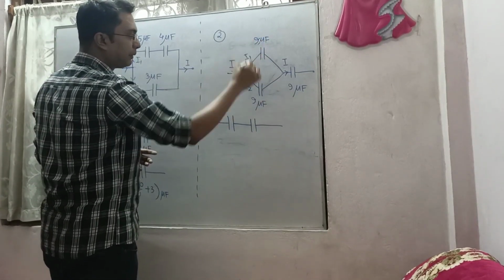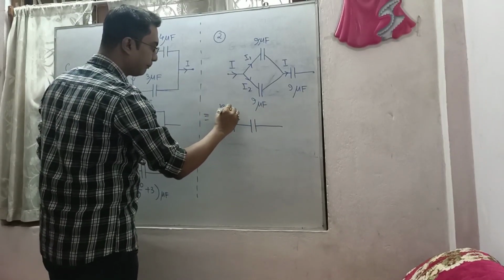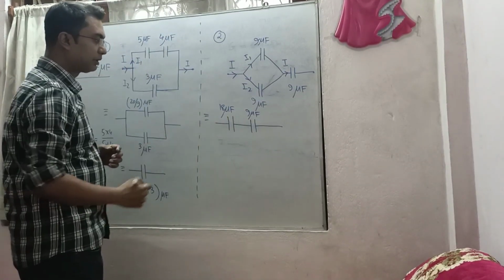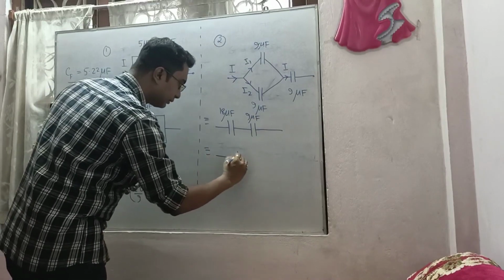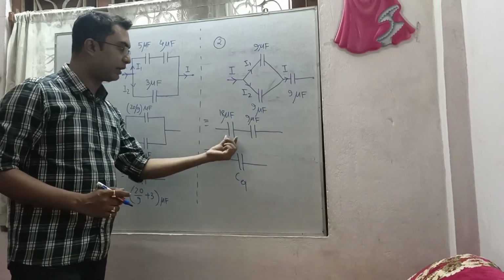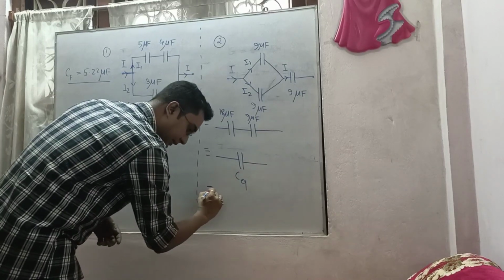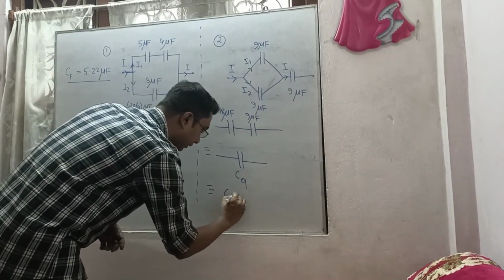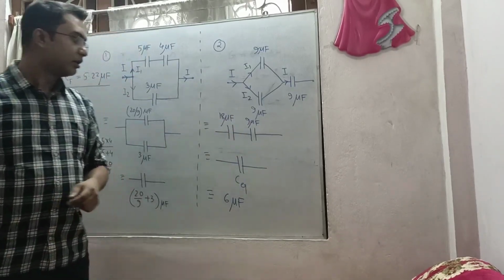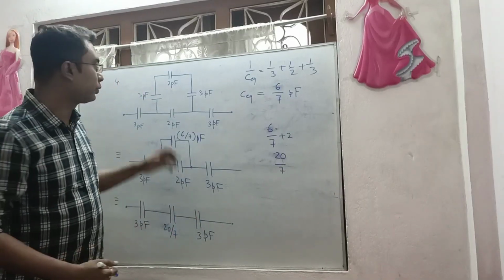So 9 microfarad in parallel with 9 microfarad will give us 9 plus 9, that is 18 microfarad, and there is 9 microfarad. Now these two are in series combination, so the final capacitance, C equivalent, will be the series combination of 18 and 9. So if we calculate 18 and 9 in series combination, we shall get the result is, it will be 6 microfarad. So it will be 18 into 9 by 18 plus 9, so easily it will come out as 6 microfarad. Alright.